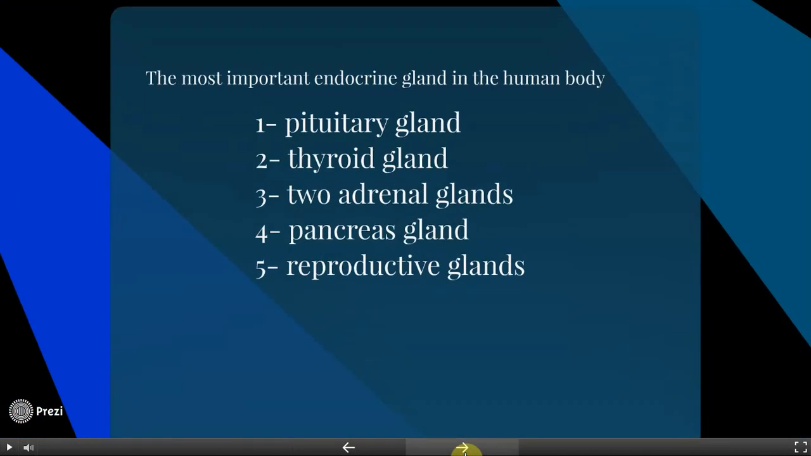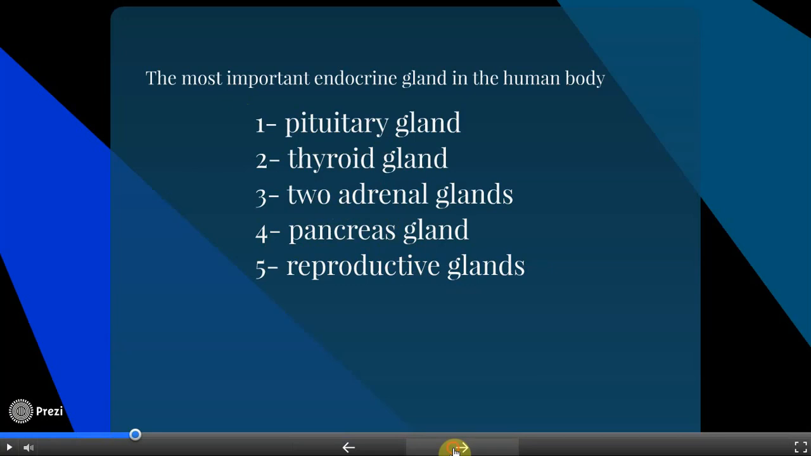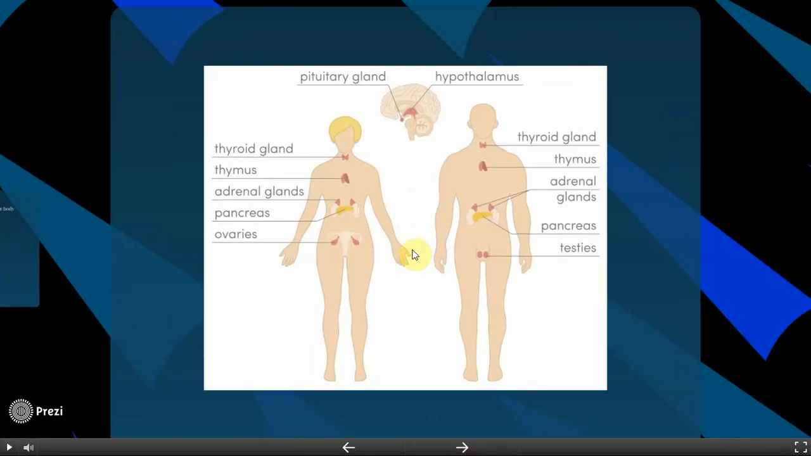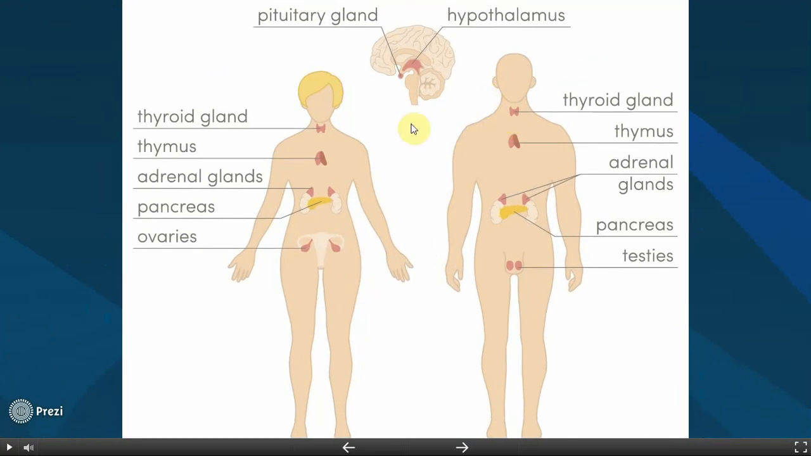The most important endocrine glands in the human body: number 1, pituitary gland, thyroid gland, 2 adrenal glands, pancreas gland, reproductive glands. And here is the illustration of the location of the glands in our body, for both male and female. The pituitary gland is in the brain, the thyroid gland, and the adrenal glands above the kidneys, the pancreas beside the stomach, and the testes for male, and 2 ovaries in female.